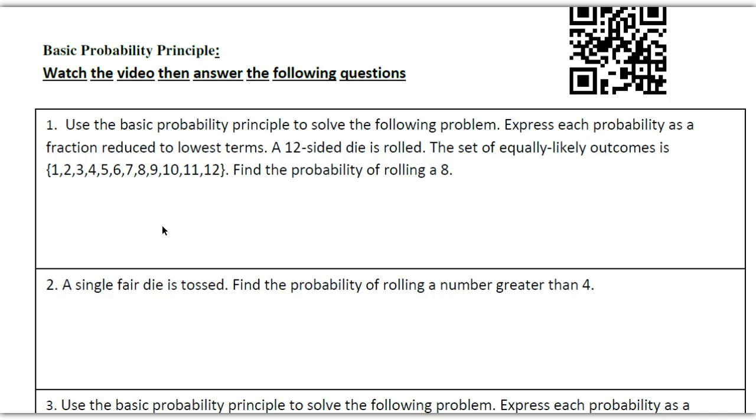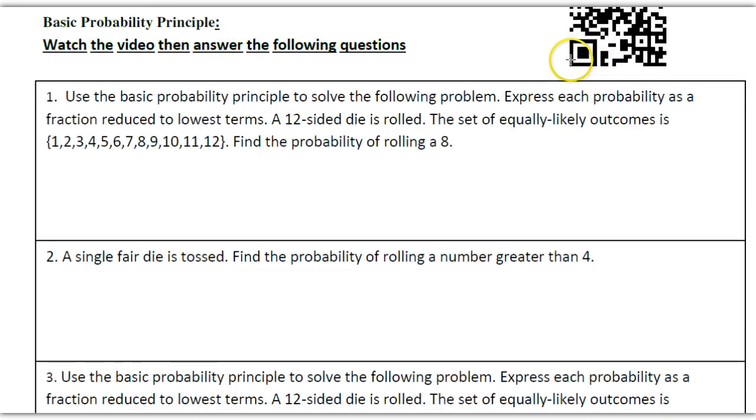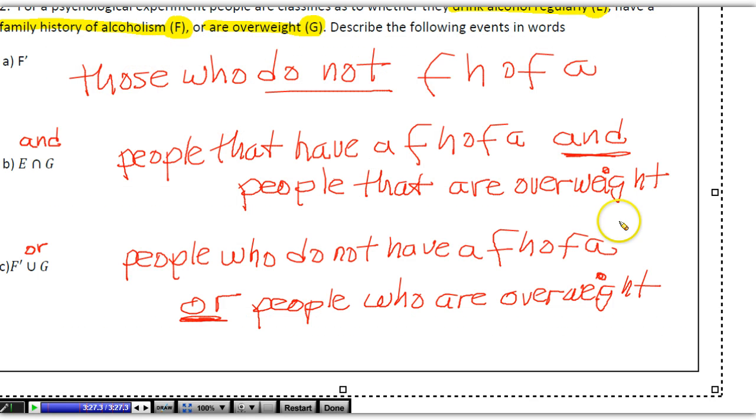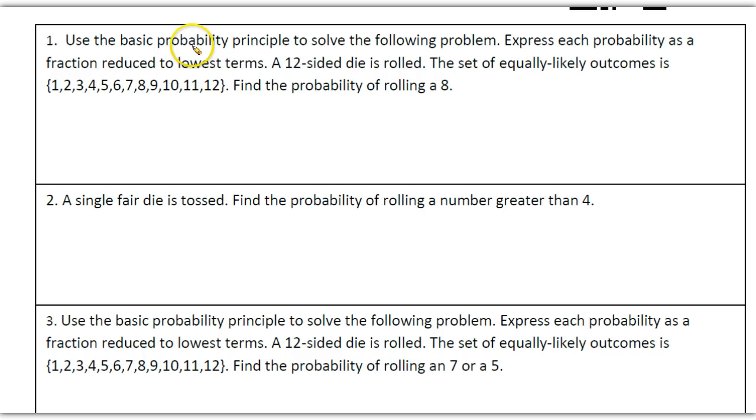On page 95 here, we could write it there, but I'm going to raise it up. Again, you can scan this and get some help. We're going to answer these questions, and let's read them carefully together. We did that one already. Use basic probability principles to solve the following problem. Express each probability as a fraction reduced to lowest terms.